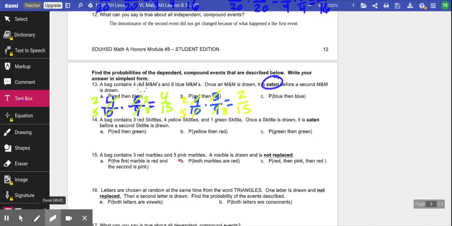All right, next one. I want a blue and a blue. So the first time I go into the bag, there are 10, and there are 6 blue. But once I take out a blue, I eat it. So now there are 9 in the bag and 5 blue. I need to reduce my fractions. The 6 and the 9 can reduce. The 2 and the 5 and the 10 can reduce. The 2's reduce out. So here I get 1/5. Sorry, that's not right. 1/3.